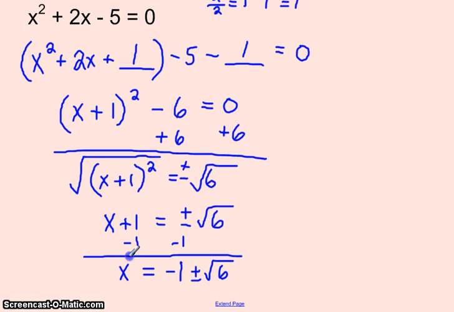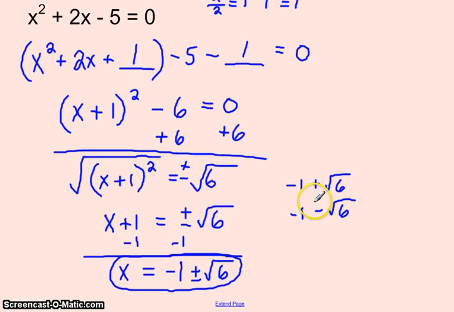And that's our answer. So this really means two things. Remember, the plus or minus is just a shortcut. x could be equal to negative 1 plus square root of 6 or negative 1 minus square root of 6. That's what that means. And listen, we could put this in the calculator and get a decimal to see what we would get, but normally we like to leave it in this form because it's exact. We're not rounding anything.